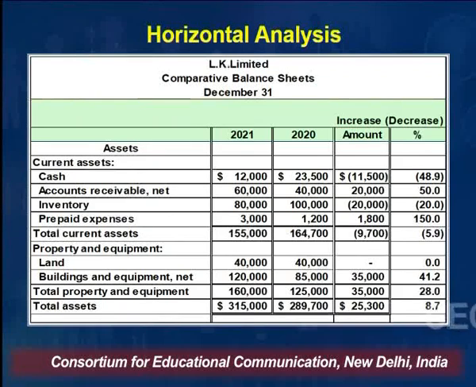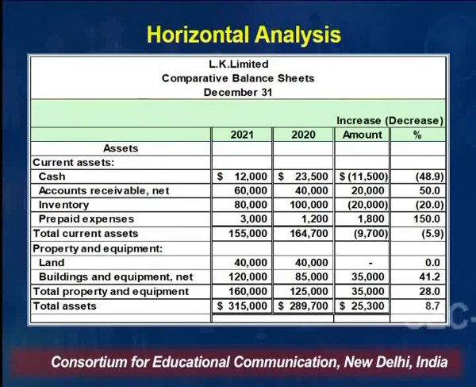For instance, accounts receivable net has become 60,000, earlier it was 40,000, so the increase is 20,000. So in the column of amount I have written 20,000, and for the percentage I have to calculate 20,000 divided by the base value, that is 40,000. If you find the ratio between the change and the base value, it comes to 50%. Likewise we have to do the calculation for each and every item given in the balance sheet. It is this simple.